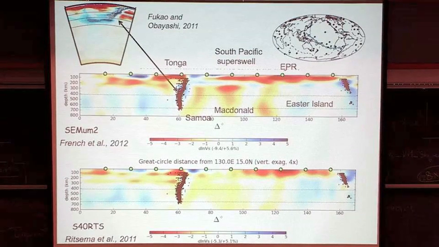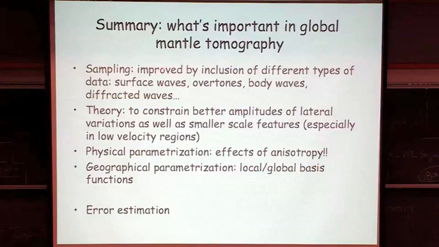Okay, so in summary, what's important in global mantle tomography? Sampling is absolutely critical. It's really the first thing you have to worry about. It's improved by inclusion of different types of data: surface waves, overtones, body waves, diffracted waves, whatever you can include. Now with waveforms, we can start including everything. The theory constrains better the amplitudes of lateral variations as well as smaller scale features, and there is potential for improvement of this in the future.